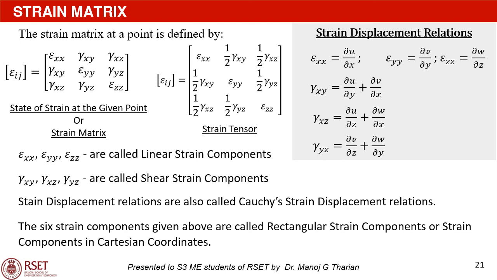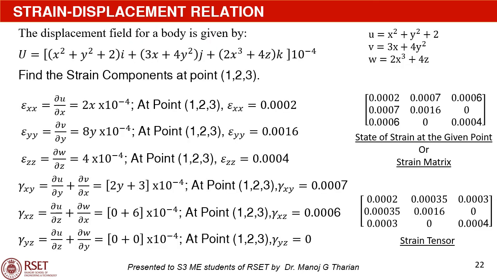Now, the strain tensor can be obtained at a point if you replace gamma xy by half gamma xy, gamma xz by half gamma xz, and gamma yz by half gamma yz. So this matrix represents the strain tensor at a point, whereas this matrix represents the state of strain or strain matrix at a point.